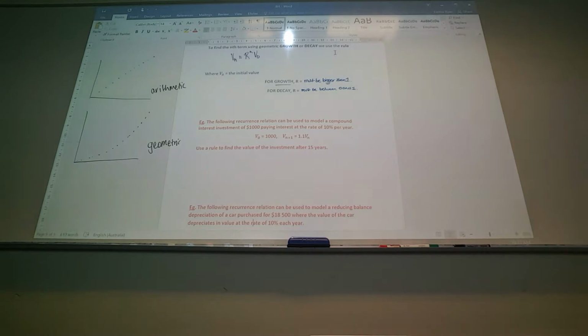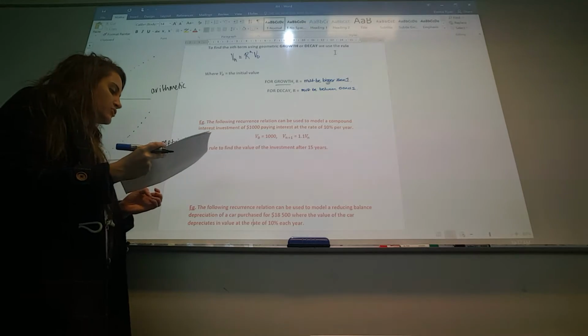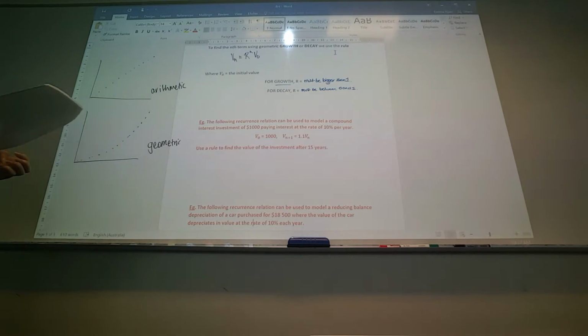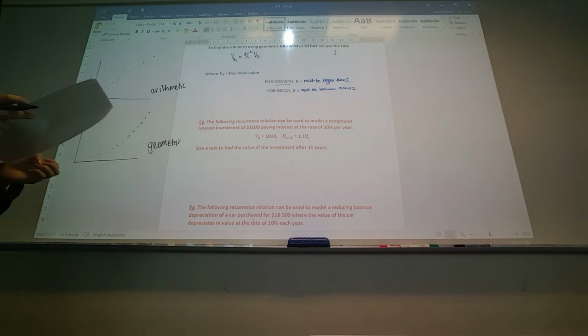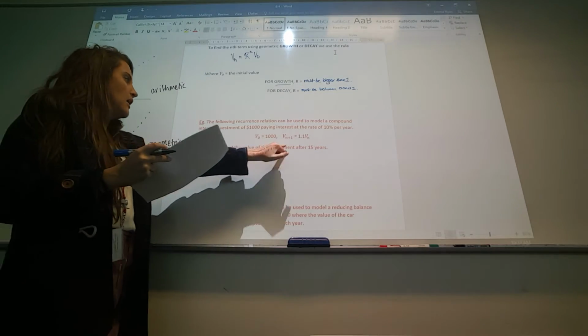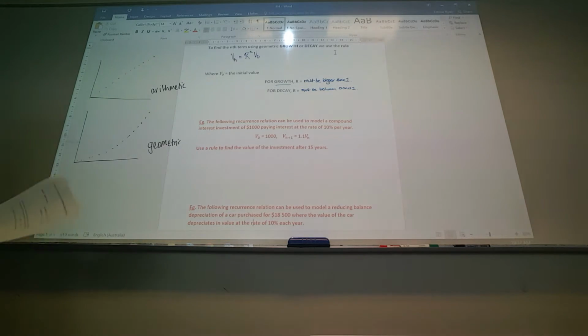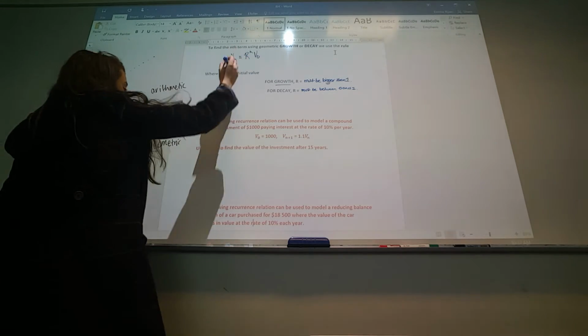Cool, alright. So, the following recurrence relation can be used to model a compound interest investment of $1,000 paying interest at a rate of 10% per year. So our V0 is 1,000 and we've got V(n+1) equals 1.1 times Vn. Use a rule to find the value of the investment after 15 years. So this is our rule.